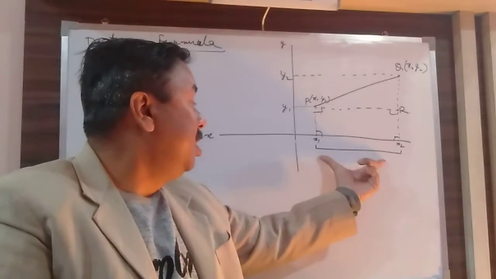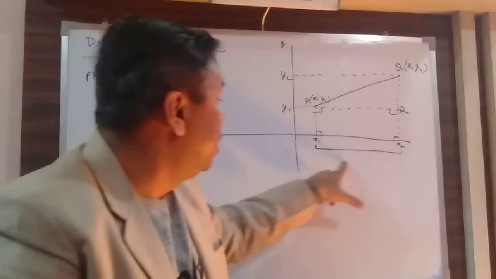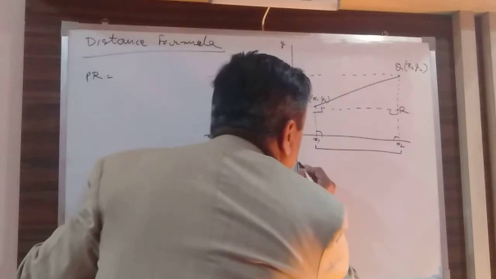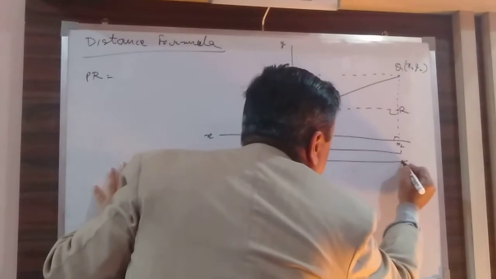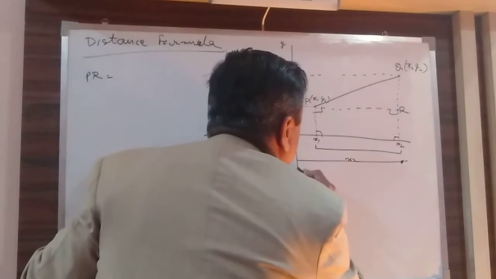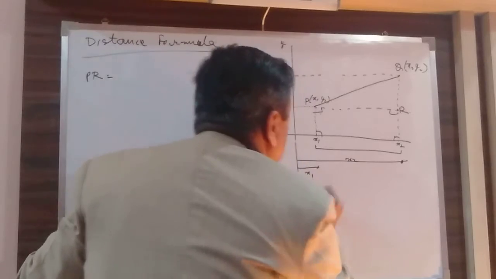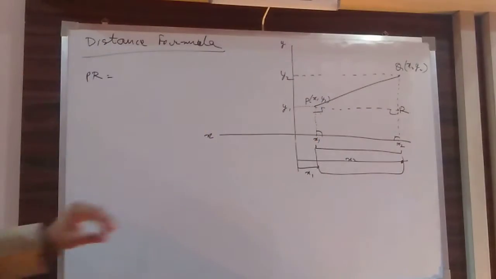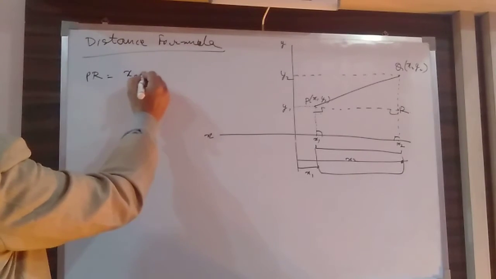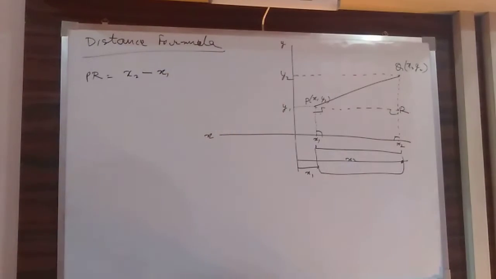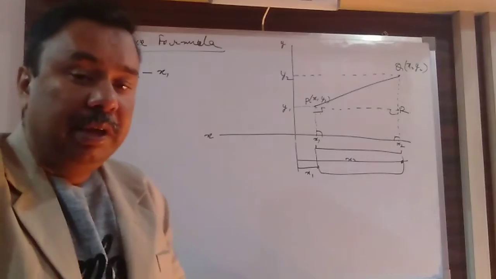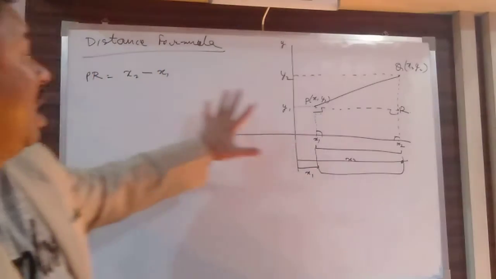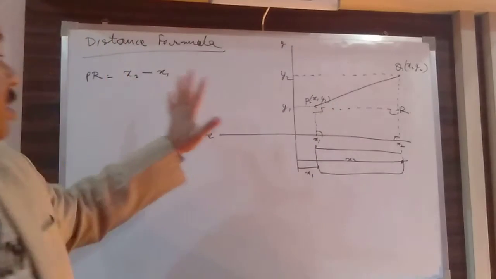What is the distance between these two points? This total distance is x2. This distance is x1. So the total distance up to this point is x2 and this much distance is x1. So the difference will be the distance between these two. So this will be x2 minus x1. Okay, I think you must have understood how PR is equal to x2 minus x1.